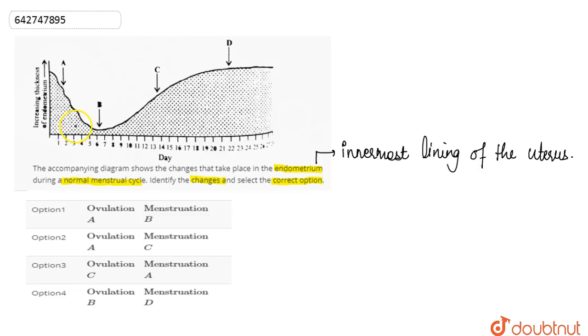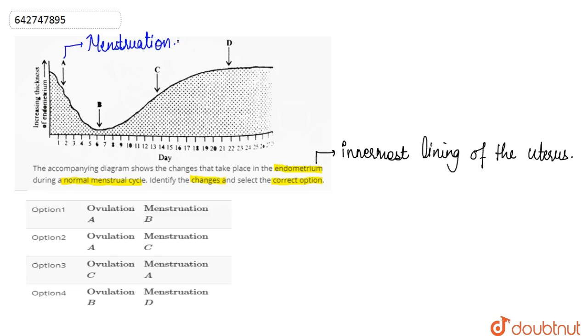So here A represents the first 1 to 5 days, during which the thickness of the lining of the endometrium decreases. During this phase, the endometrial lining of the uterus degenerates and sheds off. So this is the menstruation phase, when the menstruation occurs.